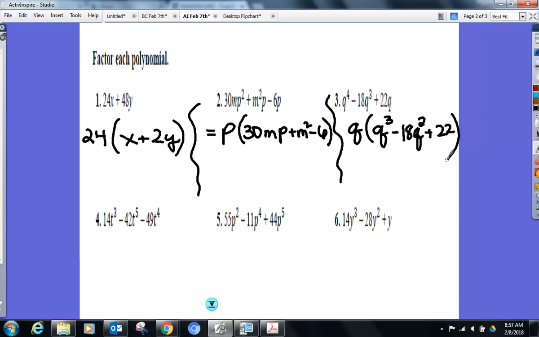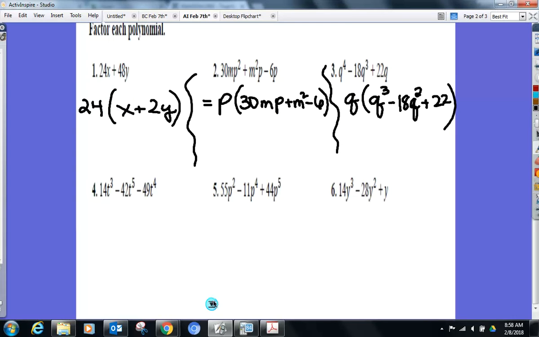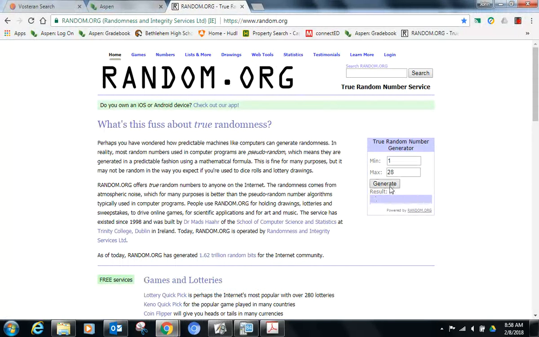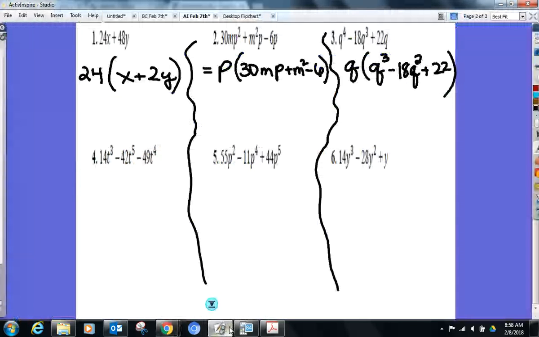How's this GCF method going? Because I got another method after we do 4, 5, and 6. How about we do 4 together, and I'll leave you on 5 and 6 in your groups. 14, 42, and 49. Is there a number that goes into both? If there is, what's the biggest one? Don't yell anything out. 7, yes. Biggest number that goes into both. Perfect. Variables. They all have a t in them.